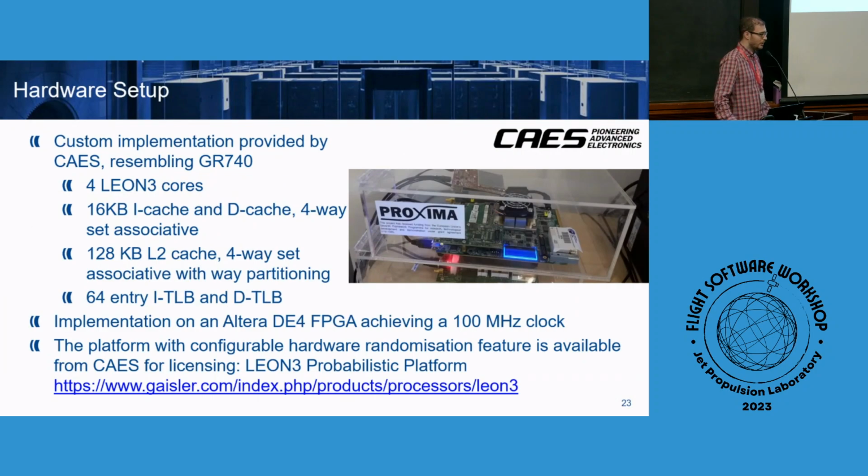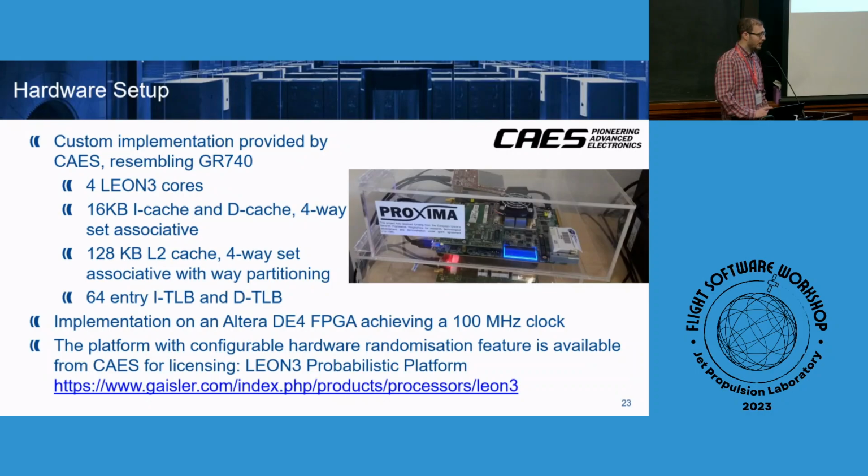The hardware that we have used in order to execute this software was a custom implementation from Gaisler, which resembles closely the GR740. It consists of 4 Leon 3 cores, separate instruction and data caches, and features also an L2 cache, which is partitioned. So each core can get one way of the cache in order not to affect the timing of the other one. This is implemented on an Altera FPGA with 100 megahertz clock.